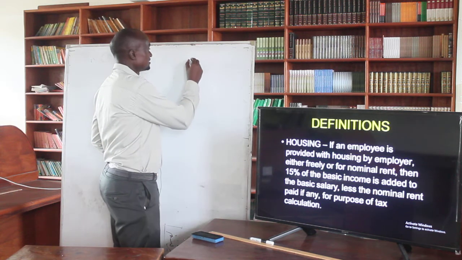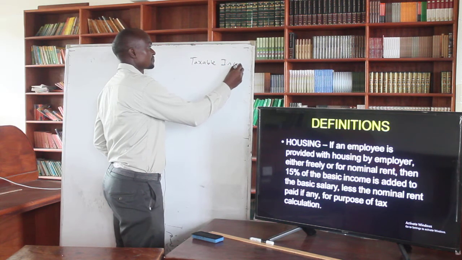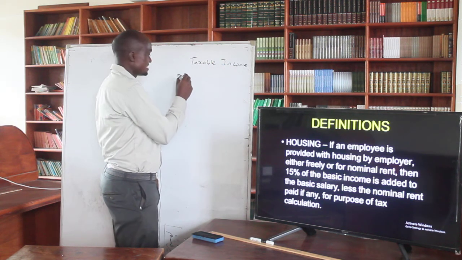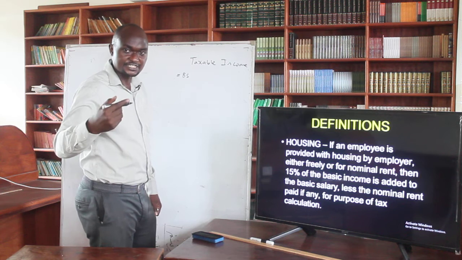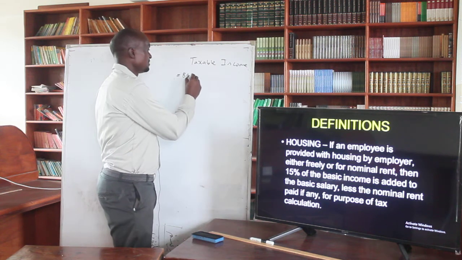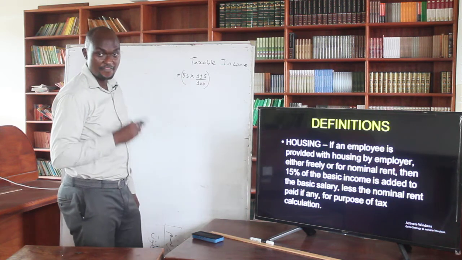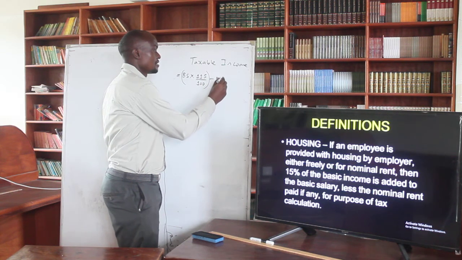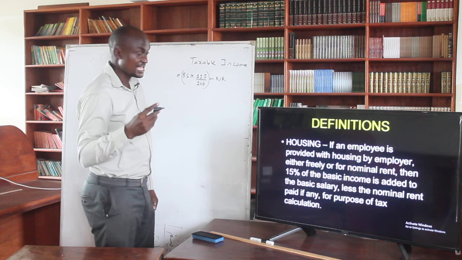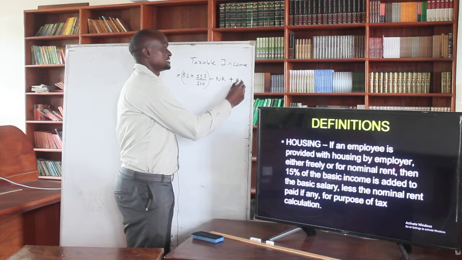So in this case, the taxable income will be found by taking the basic salary, then you add 15% on top of the basic salary, which means you multiply by 115%. Then, if there's some rent paid, you subtract nominal rent. Then, if there are any other allowances, you add the allowances.